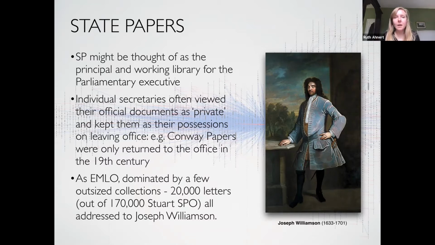contingent factors, overlooked individuals. For example, that very hub-focused view of the world can be described by this particular case of Joseph Williamson. So we have 170,000 letters for the Stuart State Papers, and 20,000 of those involve just one person, Joseph Williamson.